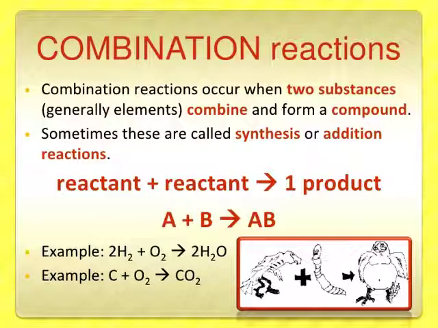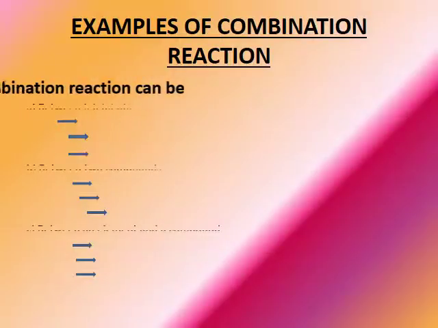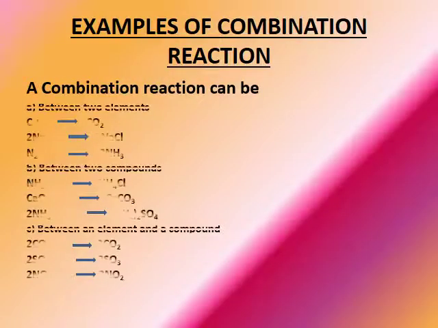That means in a combination reaction, on the reactant side, there will be two or more substances, but on the product side, there will be only one single substance formed. Let us see some examples of combination reactions.